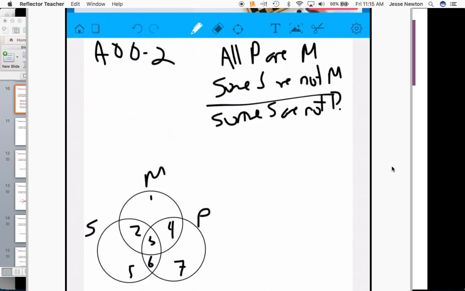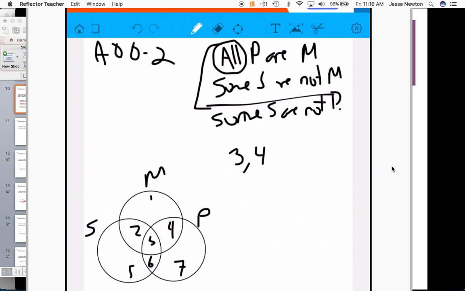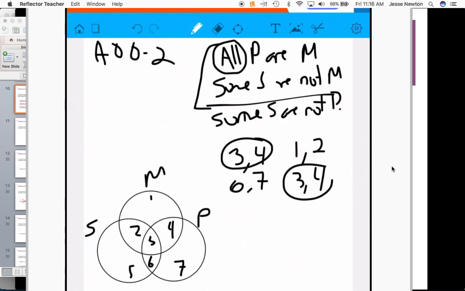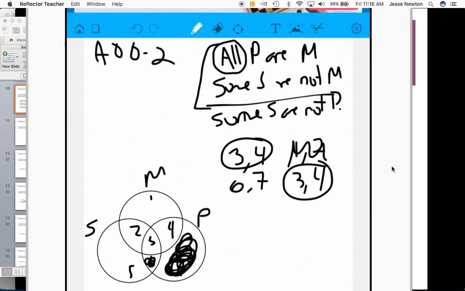So we're going to begin by diagramming the combined premises, and we'll start with premise 1 because it has the universal quantifier in it. All P, which is 3, 4, 6, and 7, are M, 1, 2, 3, 4. Locate the regions of overlap, cross those out. All are in 3 and 4, which means none are where? 6, none are in 7.